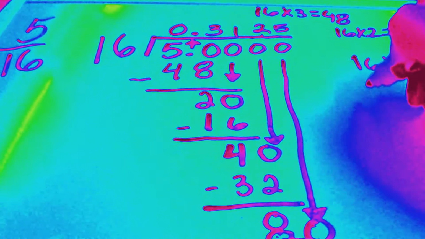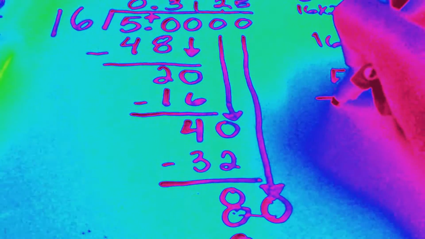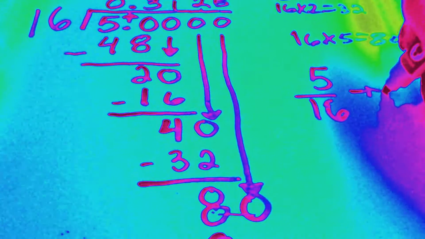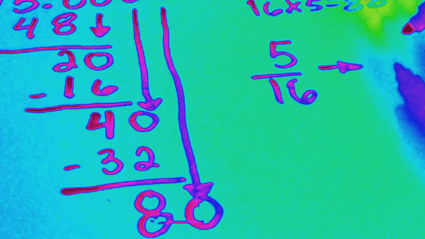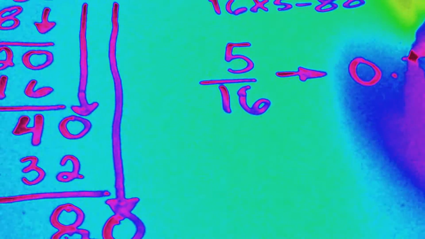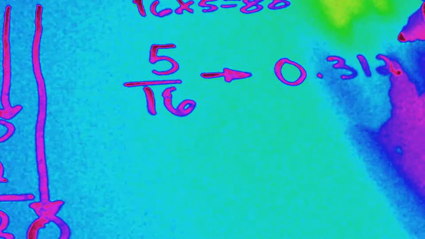So we know that 5 over 16 converted to a decimal will give us 0.3125.